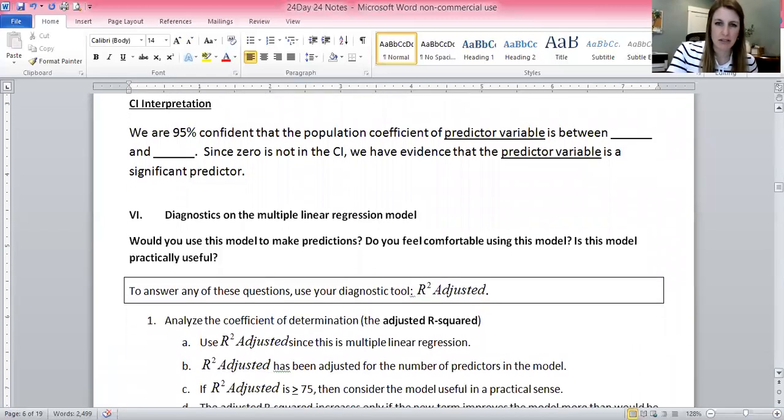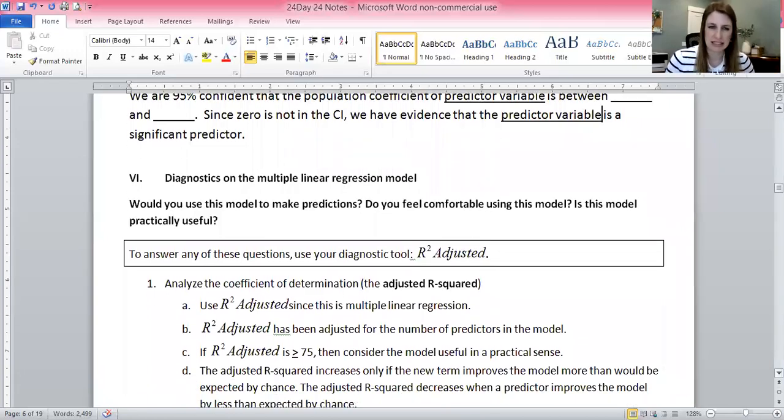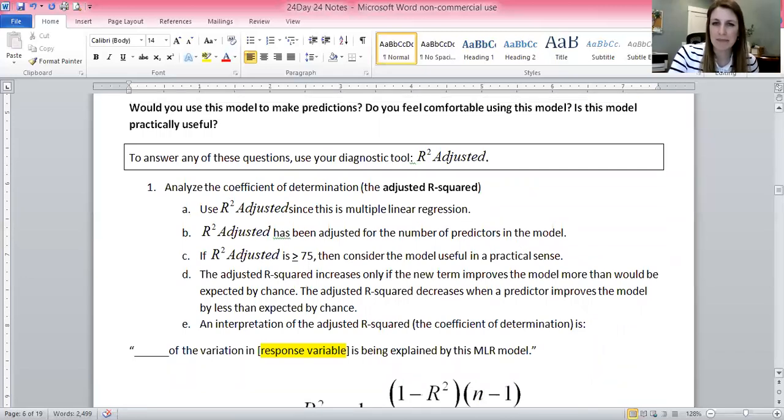All right, now that's if the model is significant, right? It's statistically useful if we reject the null in our regression analysis. Now, if we want to know if the model is practically useful, this is where we look at our R-squared. We did this in simple linear regression. We said as long as R-squared was greater than or equal to 75, we kind of used it loosely. Same idea here. I'm not changing anything. It's just I'm now looking at R-squared adjusted.